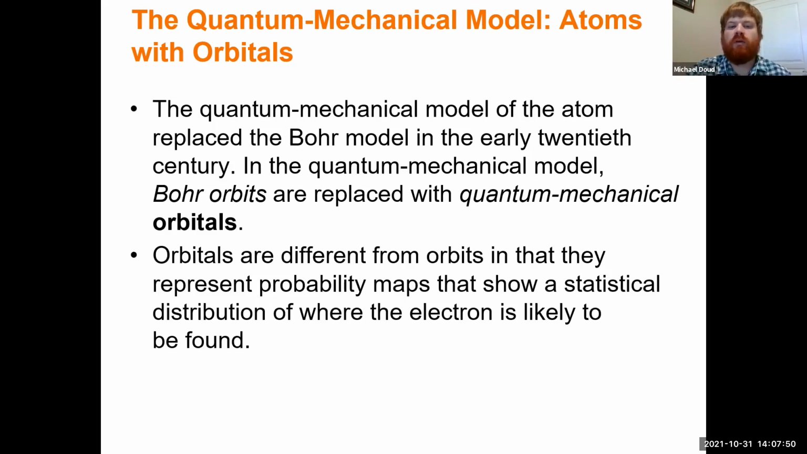Now, the way that orbitals are primarily different is that rather than showing the distance to the nucleus, they just show a statistical distribution of where an electron is likely to be found at a particular energy. So the orbit represented its energies with the distance from the nucleus. Now orbitals are just going to give us kind of a probability map that shows around where those electrons are likely to be found.